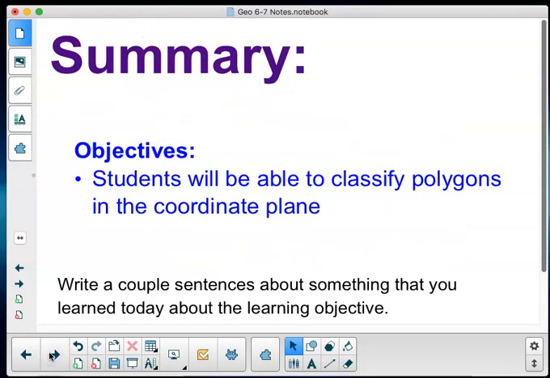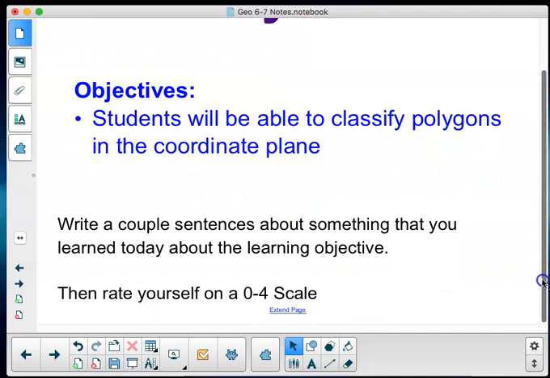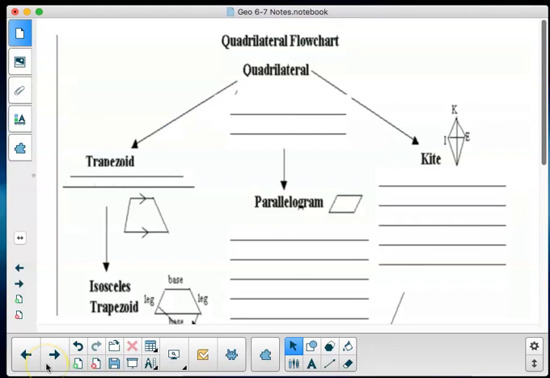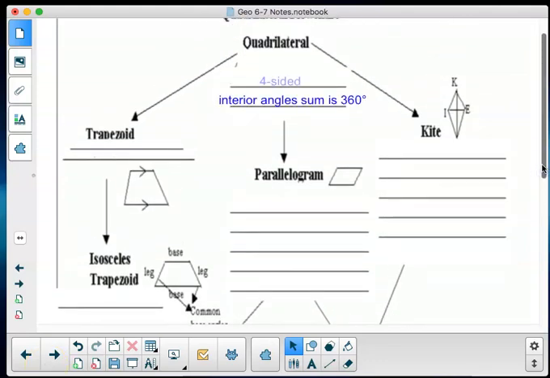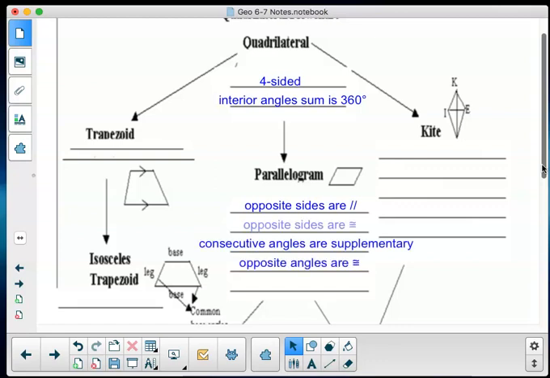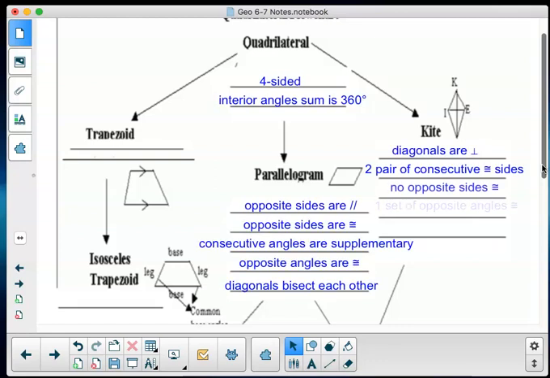Okay, today's summary. Keeping in mind our objective, students will be able to classify polygons in the coordinate plane, and we just used the coordinate plane equations. Okay, if you're given a grid, use it. It makes it much easier. Write a couple sentences about something that you learned today about the learning objective, and then rate yourself. And again, we have our quad sheet just in case you are unaware that these things existed.